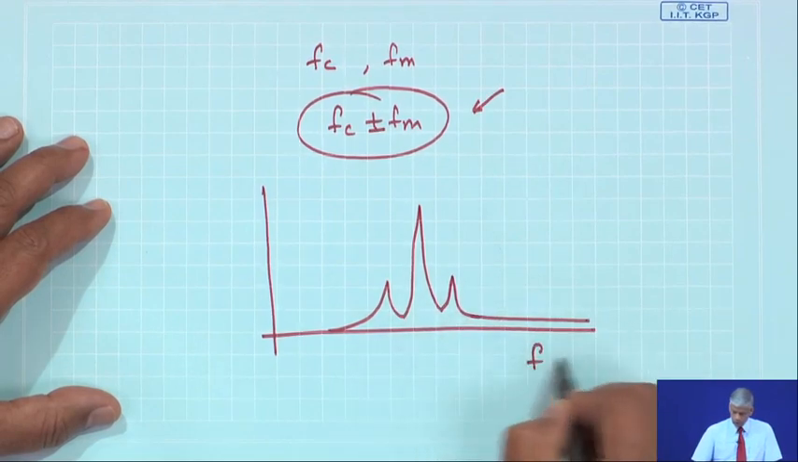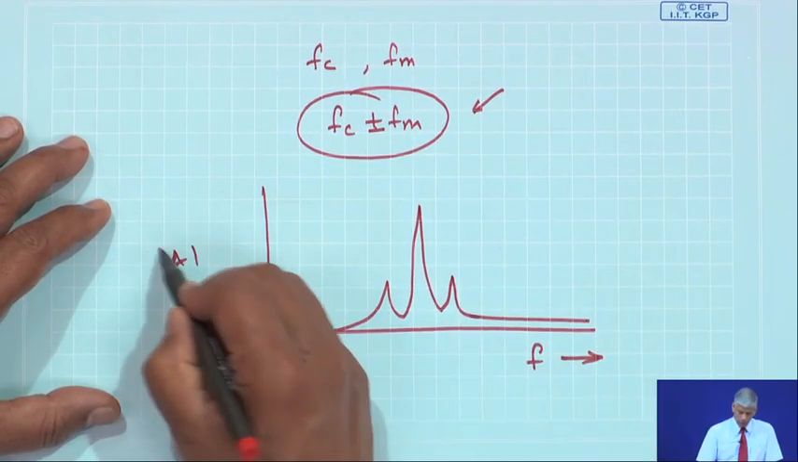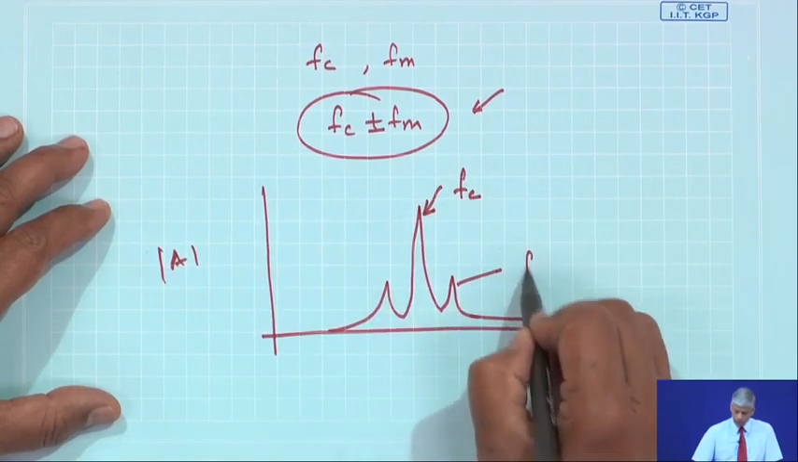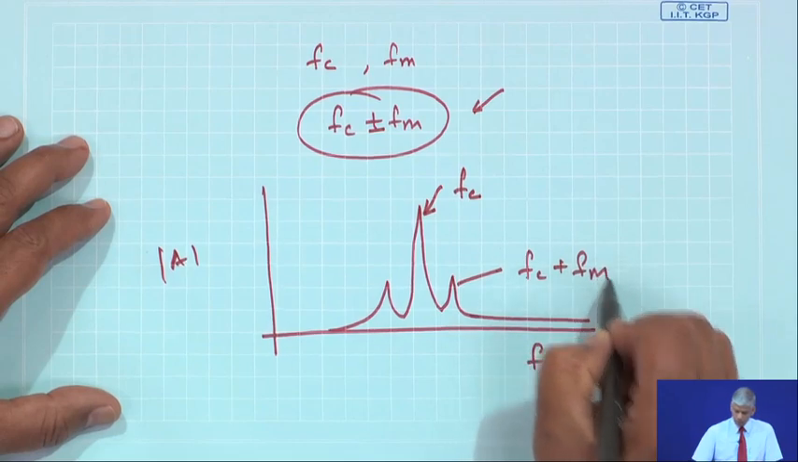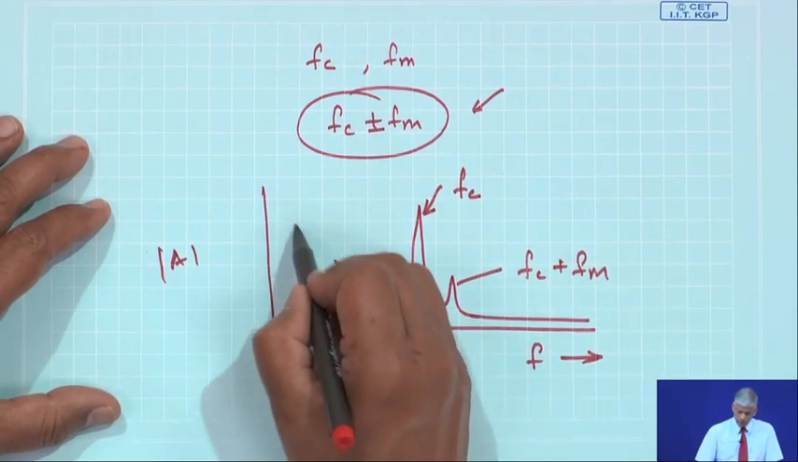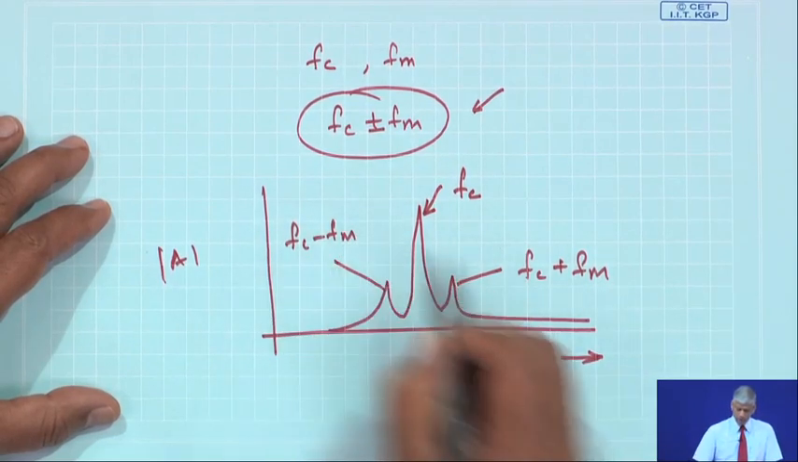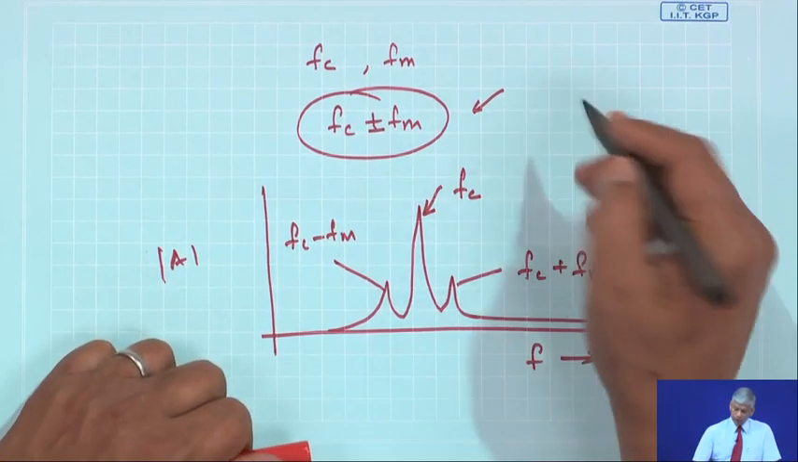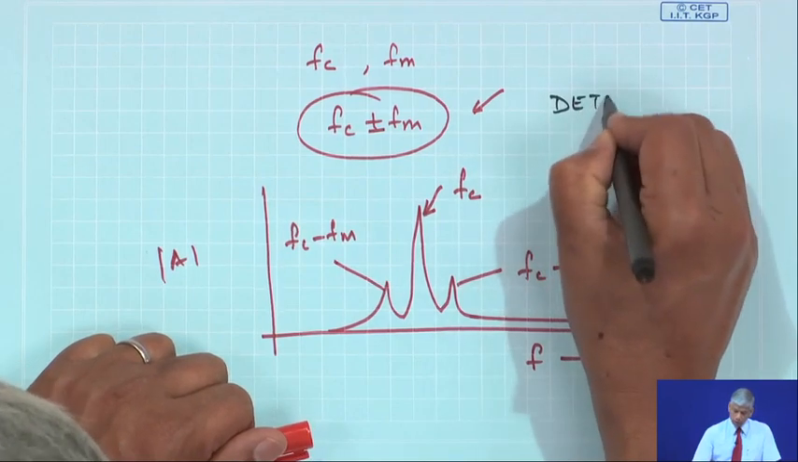and so on, some amplitude. So, this is my carrier frequency and this is the upper sideband and the lower sideband. Okay. So, detection of sidebands becomes a problem.